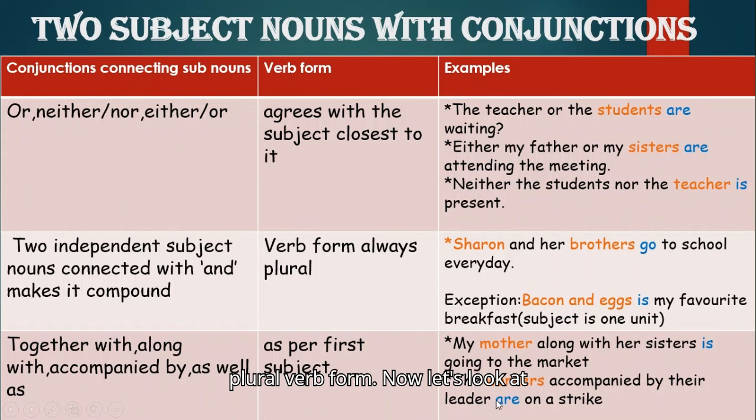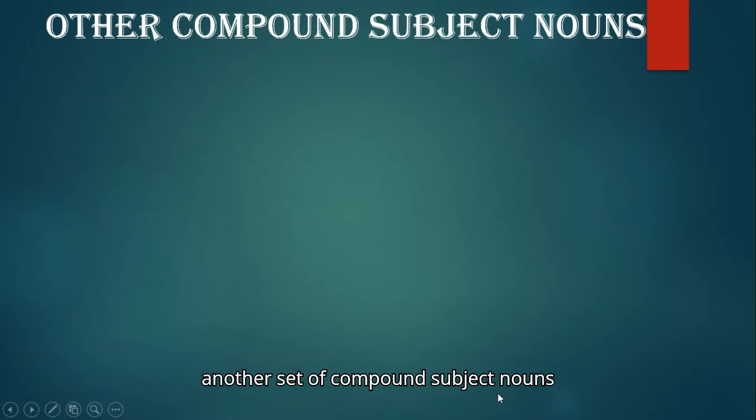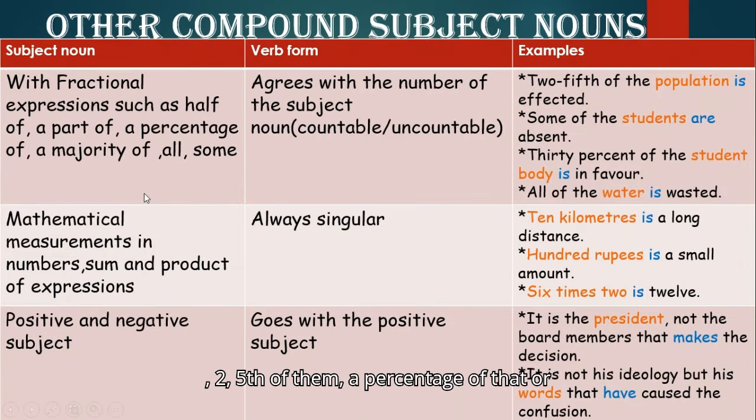plural verb form. Now let's look at another set of compound subject nouns where they are quantified. The subject nouns are quantified, say half of them, 2/5 of them, a percentage of that, or some mathematical measurements, and how they can change the verb form. In case the subject noun is quantified with fractional expressions such as half of, a part of, a percentage of, say for example half of the population, a part of the population, a percentage of water, a majority of the people, all of the money or some of the money.